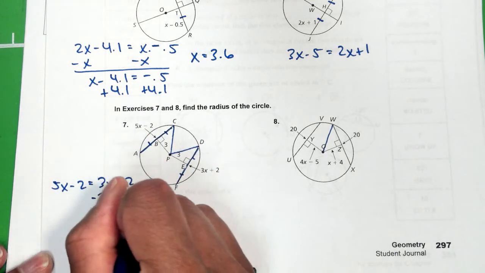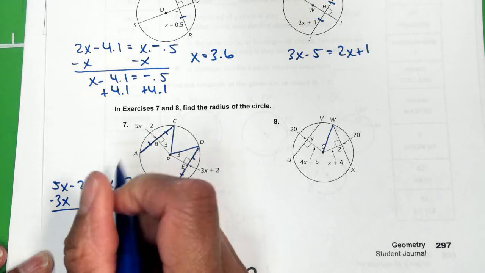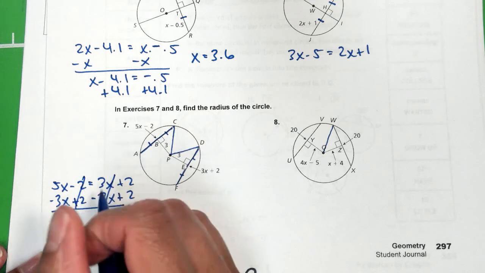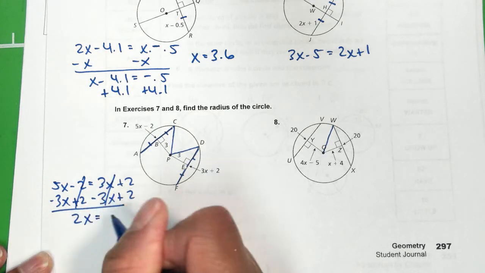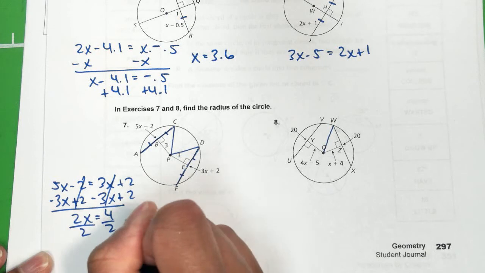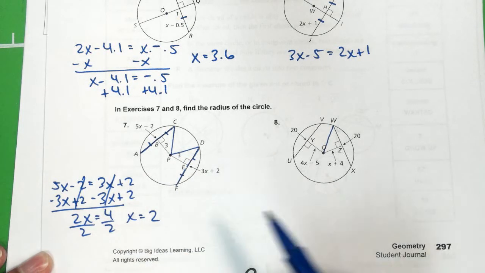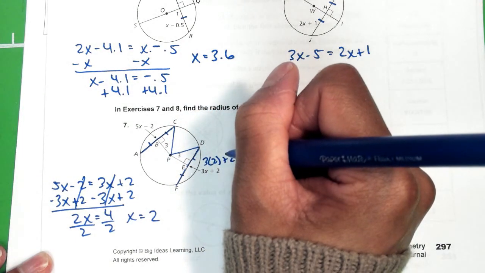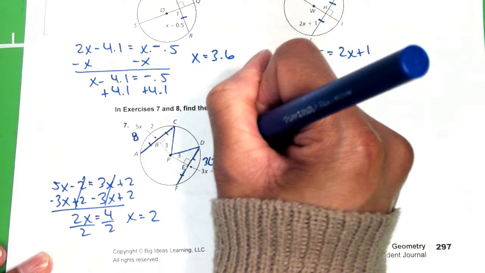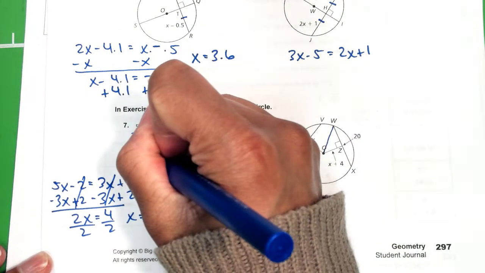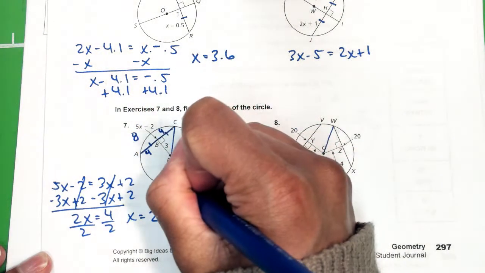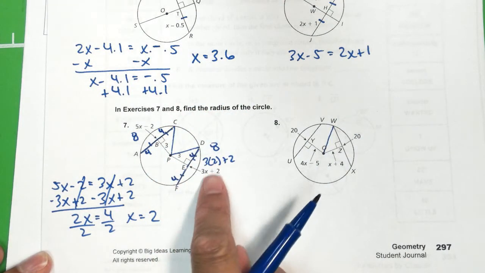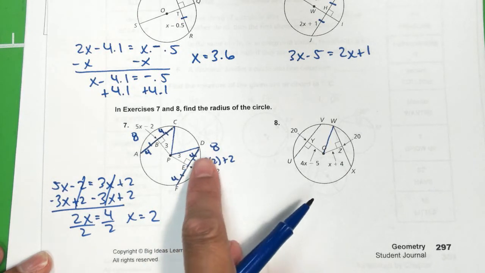I'm going to subtract 3x from both sides and then add 2 to both. So I'm left with 2x equaling 4, divided by 2, x equals 2. And so I'm going to plug 2 back in. So when I have 3 times 2 plus 2, I end up with both sides being 8. And if I were to cut them in half, I have 4 and 4. So I cut them in half, and I plugged in 2 for x to get the whole thing is 8.